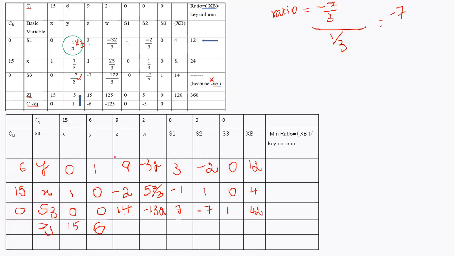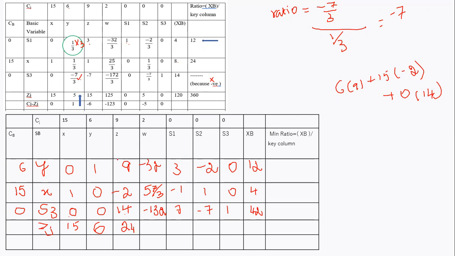So next it goes 6 into 9 plus it will go 15 into minus 2 plus it will be 0 into 14. So that is how we have to do. So if you calculate that, it is 15, 6 and the next element will be 24.